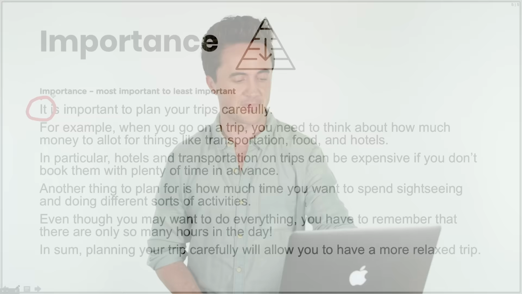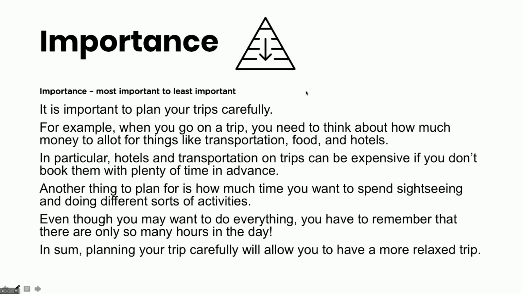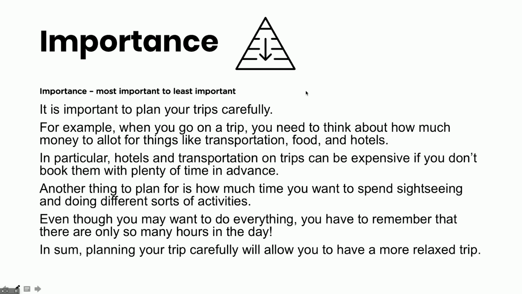It is important to plan your trips carefully. For example, when you go on a trip, you need to think about how much money to allot for things like transportation, food, and hotels. In particular, hotels and transportation on trips can be expensive if you don't book them with plenty of time in advance. Next most important thing, not the most, the next most important thing. Another thing to plan for is how much time you want to spend sightseeing and doing different sorts of activities. Even though you may want to do everything, you have to remember that there are only so many hours in the day. In sum, planning your trip carefully will allow you to have a more relaxed trip.